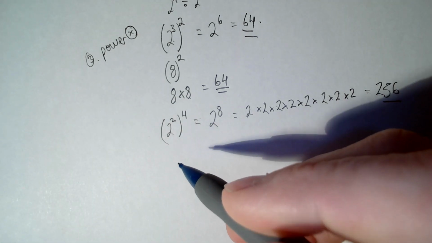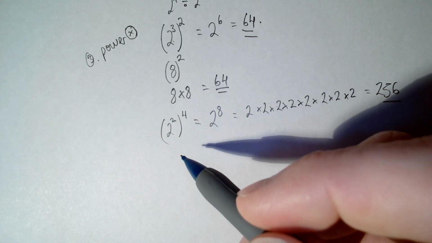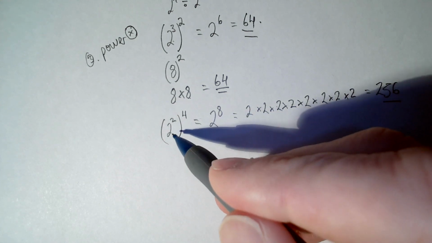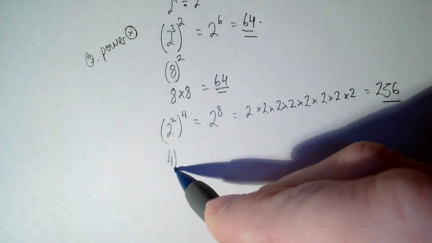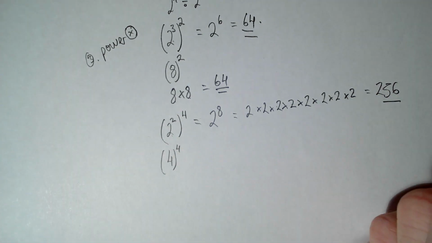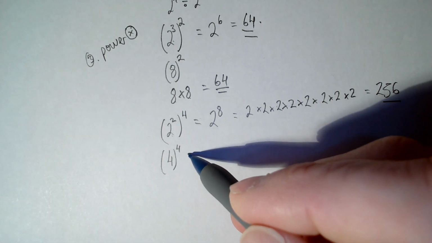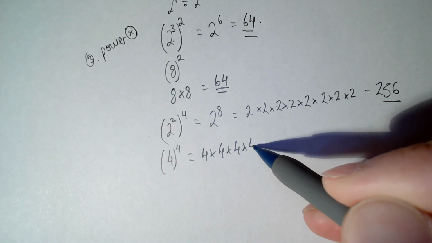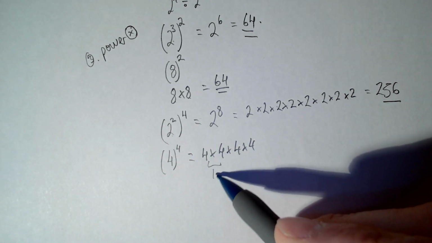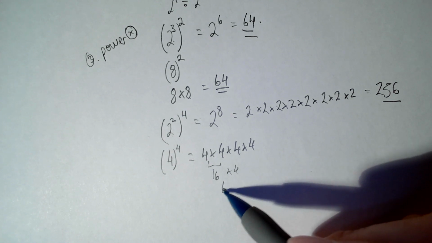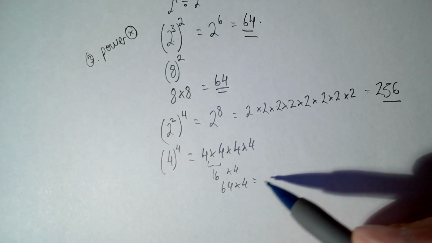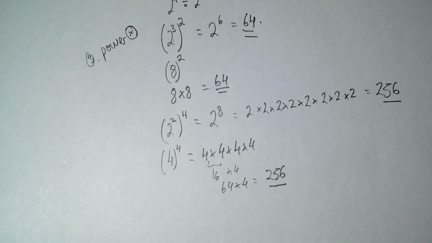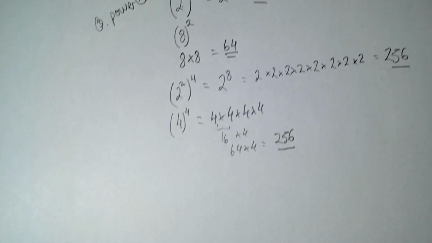Let's double check. 2 to the power of 2 is, of course, 4. And we have 4 to the power of 4, which is going to be 4 times 4 times 4 times 4. So 4 4s are 16, 4 16s are 64, and 4 64s are 256.